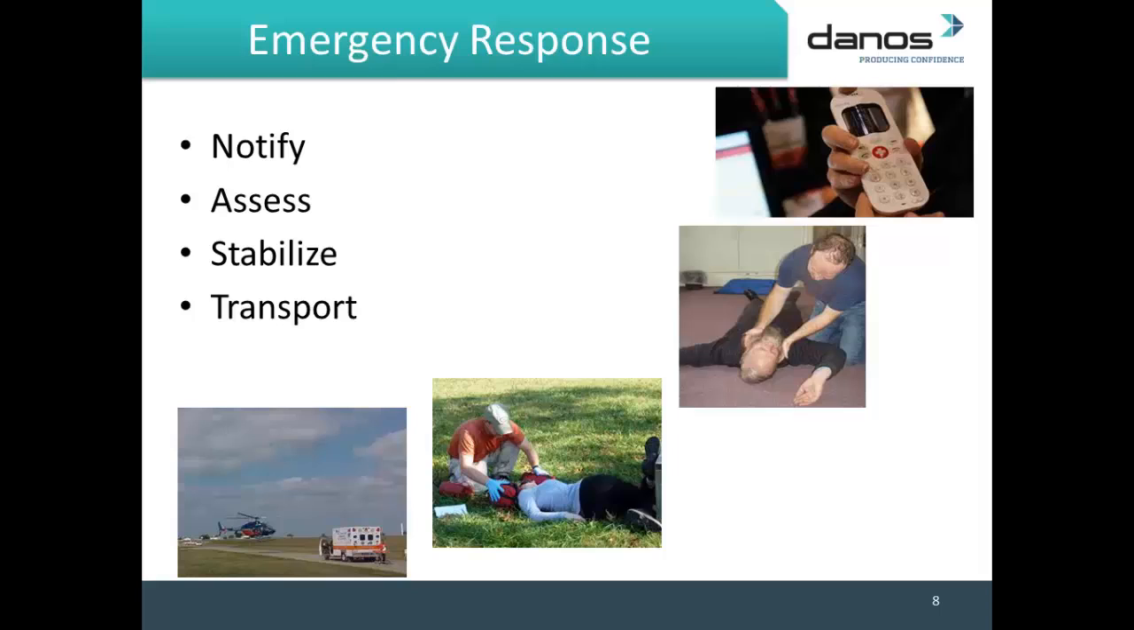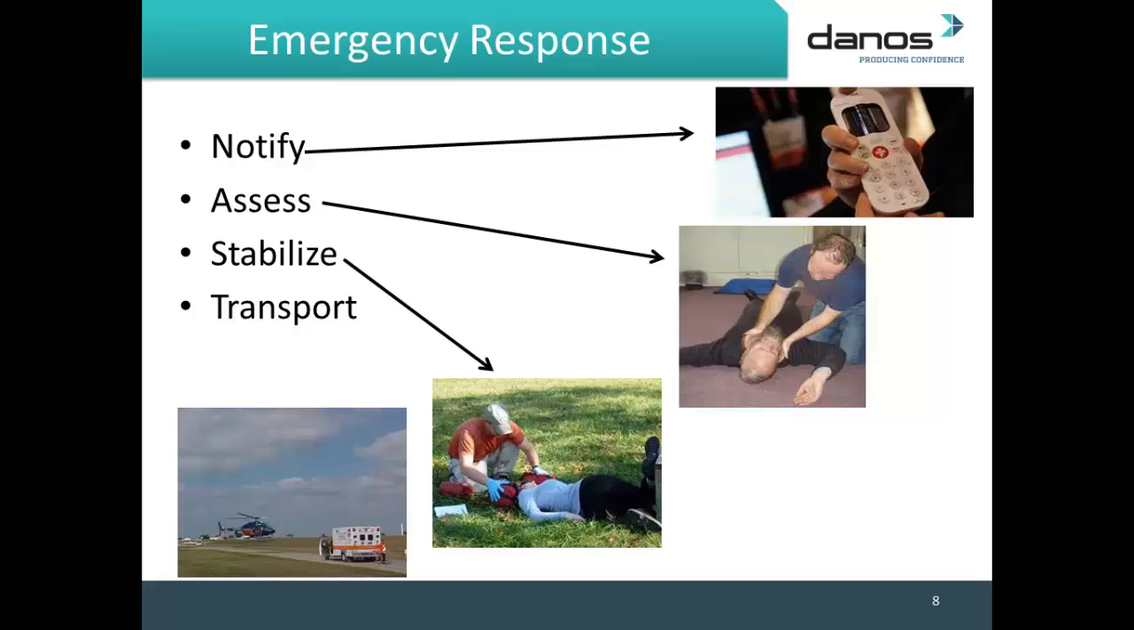The 4 basic steps you need to follow in an emergency response are to notify your supervisor or the appropriate personnel as soon as possible. Assess the situation before proceeding to offer help. You must be able to ensure your own safety before you can help someone in an emergency. Don't become another victim. Stabilize the injured person in accordance with your level of training or assist those who are trained to do so. And once the injured person has been stabilized, transport them to the nearest facility or medical provider.